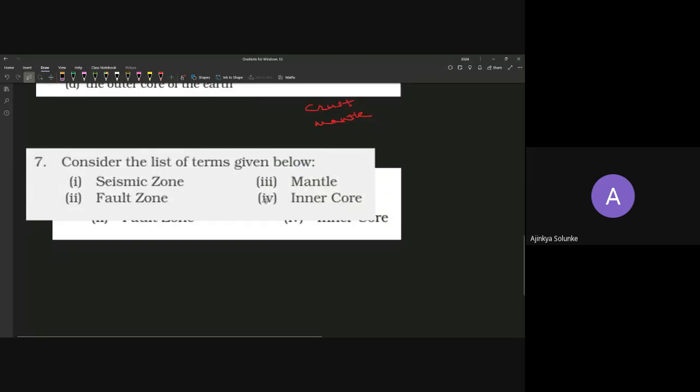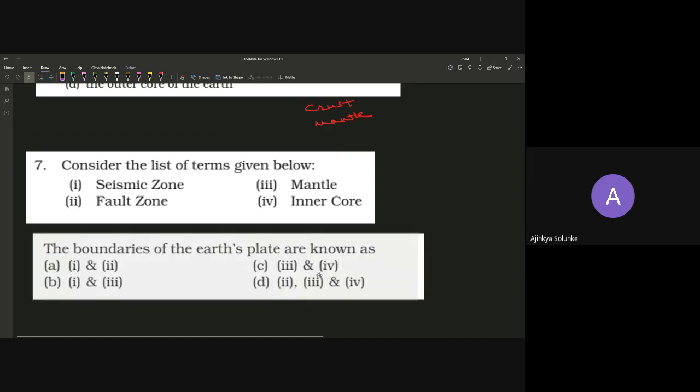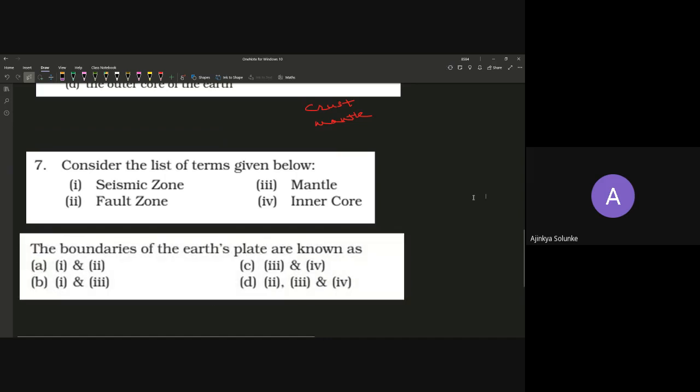Okay, question number 7. Consider the list of terms given below. So we have seismic zone, mantle, fault zone, and inner core. You have to tell me the boundaries of the earth's plates are known as the what boundaries? What is the name for the boundary?